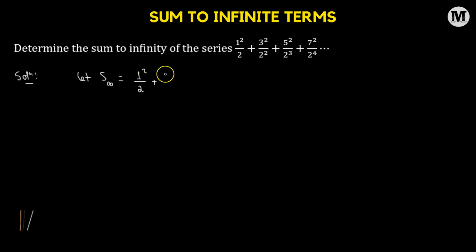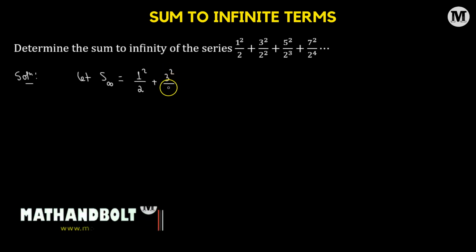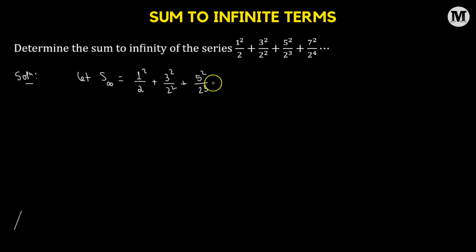Then we have the next term 3 squared over 2 squared. Followed by the next term we have 5 squared over 2 cubed. Then we have 7 squared over 2 raised to the power of 4. Now this is an infinite series. Now this series is neither an arithmetic series nor a geometric series. That's because it does not have a fixed common difference, and also it does not have any fixed common ratio.